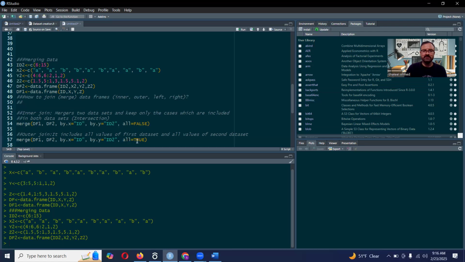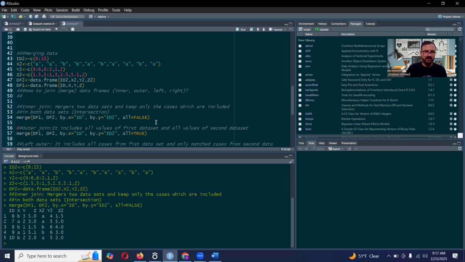And if we write all is equal to true, it means we are keeping all the values that are present in both data sets. So let's run. We can see, starting from ID 6 to 10, those cases are present in both data sets: 6, 7, 8, 9, and 10. So we get just only those cases that are available in both data sets. This is called inner join. That is just the intersection of the two data sets.